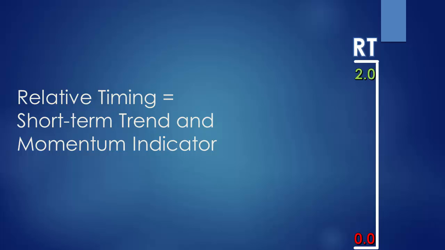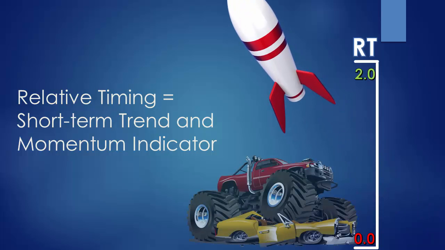VectorVest short-term trend and momentum indicator. If a stock is shooting upward, it'll be right there at the top of that 0 to 2 scale. If it's getting crushed by a downward trend, or in this case a 4x4, it'll be toward the bottom of that scale. Above 1 is favorable, below 1 is unfavorable.